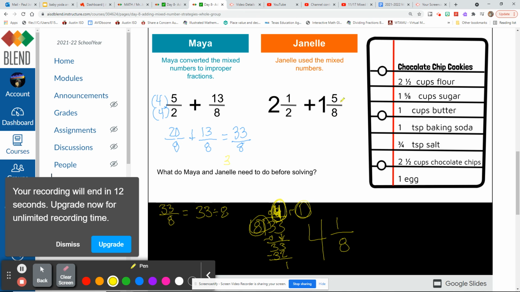So I want you to try this one on your own. 2 1/2 plus 1 5/8. Remember, make your kindergarten problem 2 plus 1, and make your 5th grade problem 1/2 plus 5/8, and see if it matches 4 1/8, and then come back.